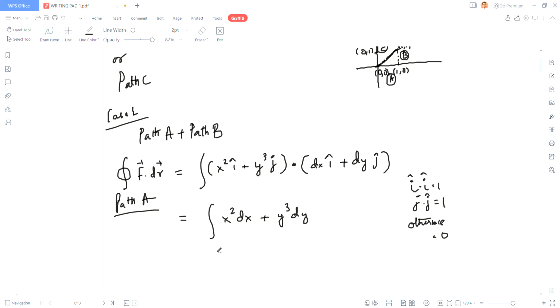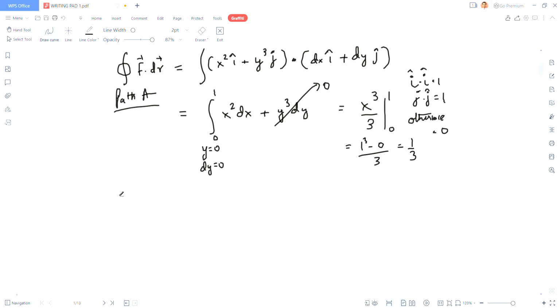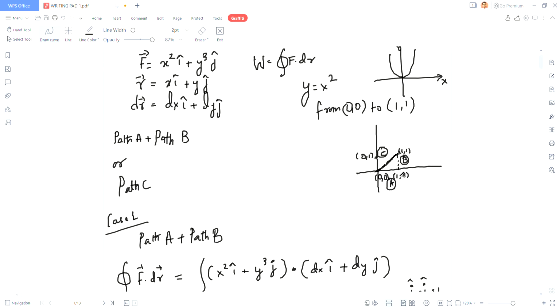Now we are considering just path A. In path A, you can see that the changes are in the x coordinate. That is, it changes from 0 to 1. So we will integrate from 0 to 1. And the y coordinate stays fixed at y equals 0, or dy equals 0. So this particular term goes entirely to 0. This results in x cubed by 3, varying from 0 to 1, which is 1 by 3.